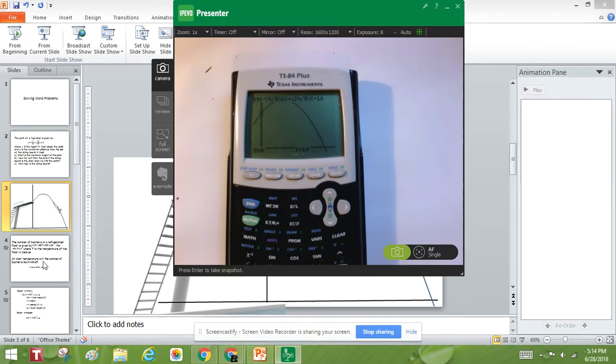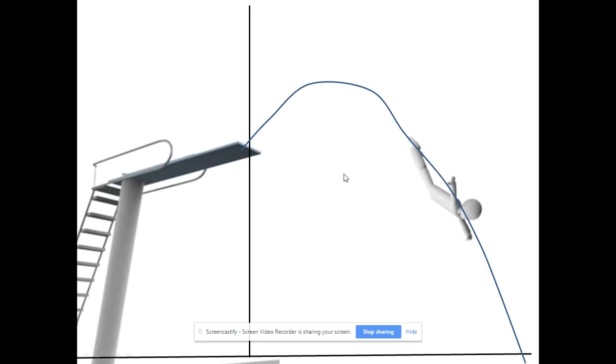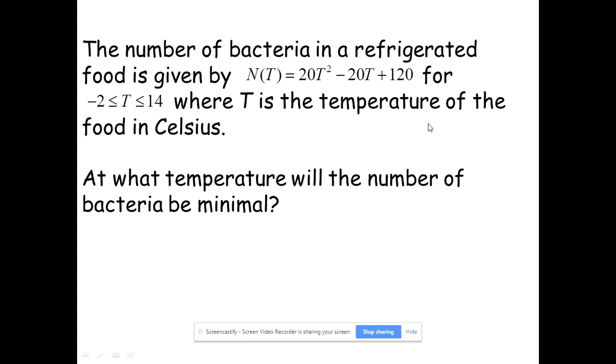All right, let's take a look at another example. The number of bacteria in a refrigerated food is given by the function N(t) = 20t² − 20t + 120, for t between −2 and 14, where t is the temperature of the food in Celsius. So now they've given you a restricted domain, so you can use that to help you graph this, because you know t has to be between those two values. And they're asking, at what temperature will the number of bacteria be at a minimum?